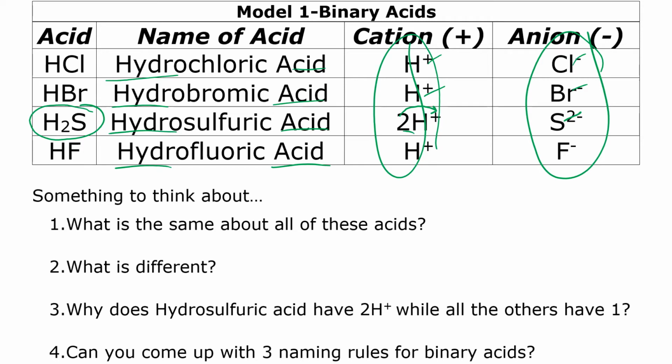So number 4, can you come up with 3 naming rules for binary acids? So think those through, find an empty page in your spiral, and try to write those rules down.